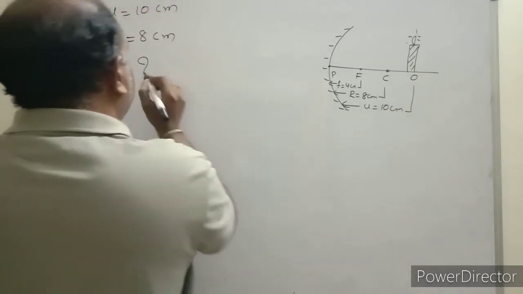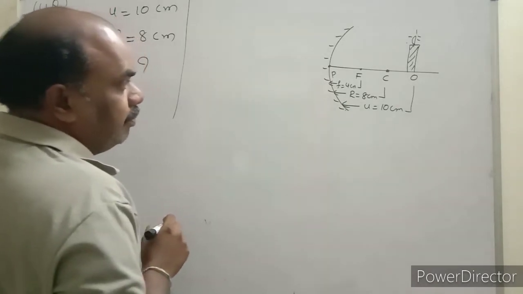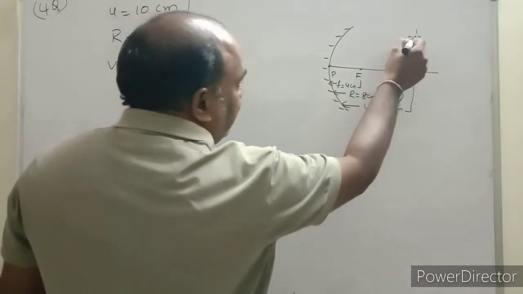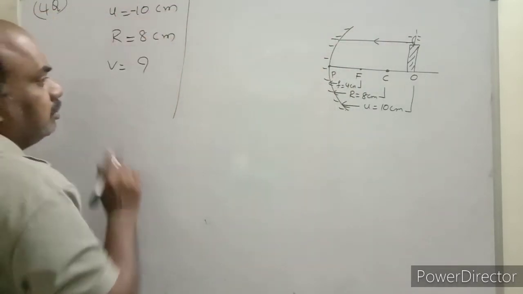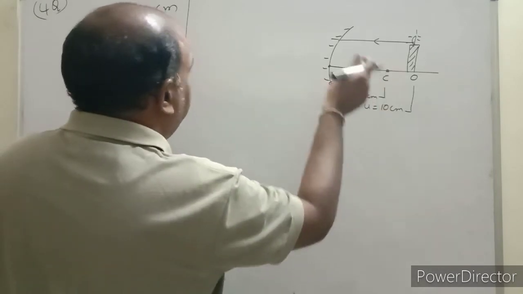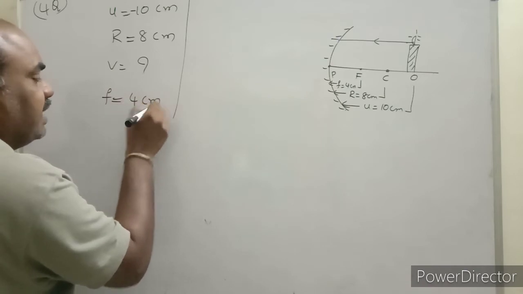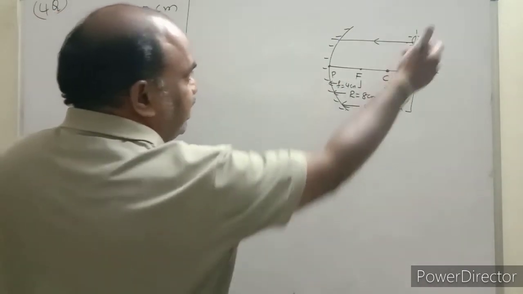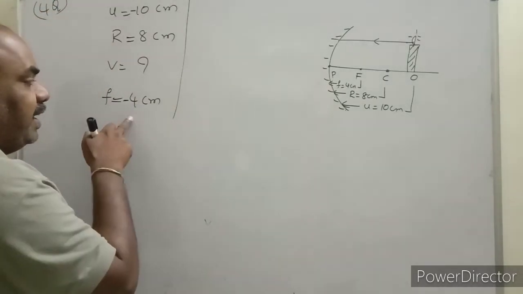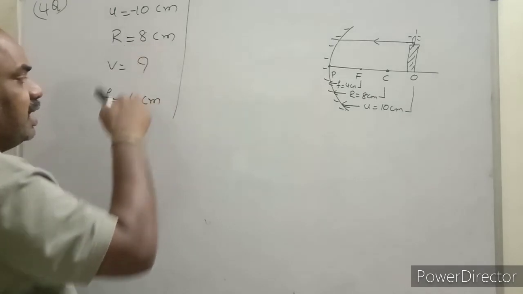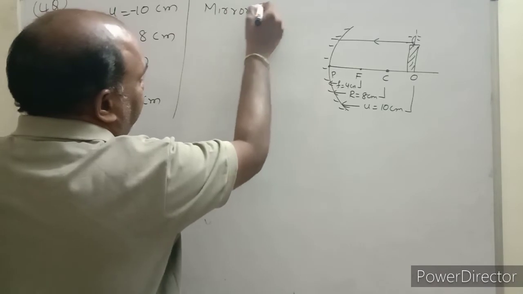Where does the image form? Before writing the mirror formula, first of all we need to do the sign convention. Object distance is measured from the pole; compare with the parallel incident ray, both are in opposite directions, so U is negative. Focal length is measured from pole to focus, so if radius is given, focal length is 4 centimeter, exactly half. Compared with the parallel incident ray, both are negative. Why am I finding focal length? Because the mirror formula has no radius, we know focus. So what is the mirror formula? Tell me.